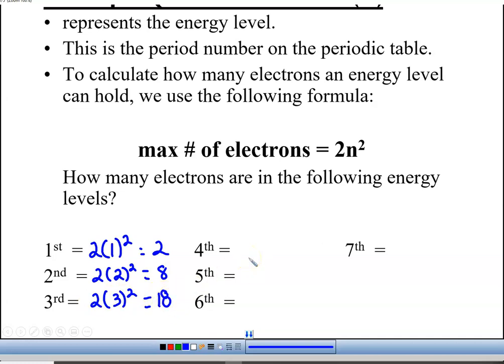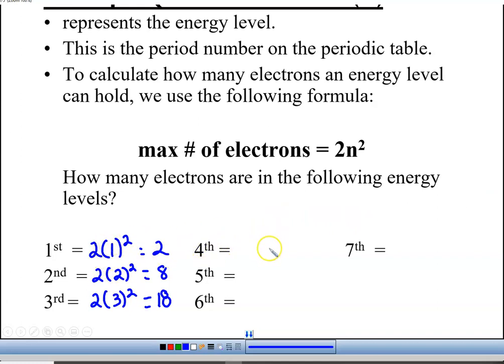If you were thinking, I remember something about 2, 8, and 8, there is something about 2, 8, and 8, and we're going to learn that in our next lesson. So you weren't lied to, you just weren't given the whole story unless you've already learned the quantum mechanical model. So the fourth energy level, of course, I'm not going to write it out anymore.